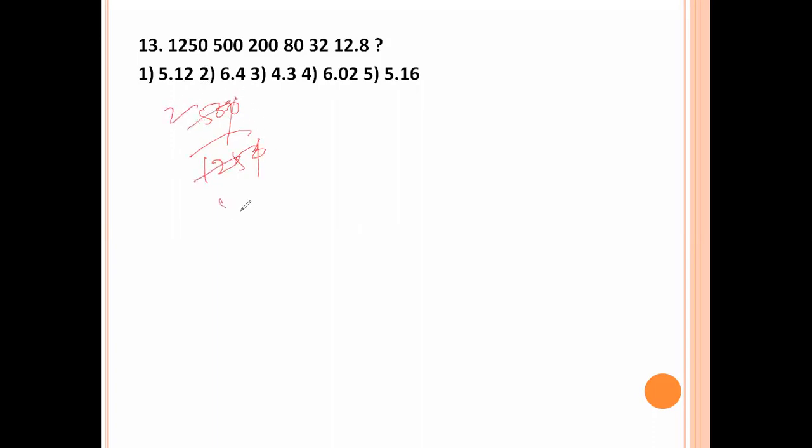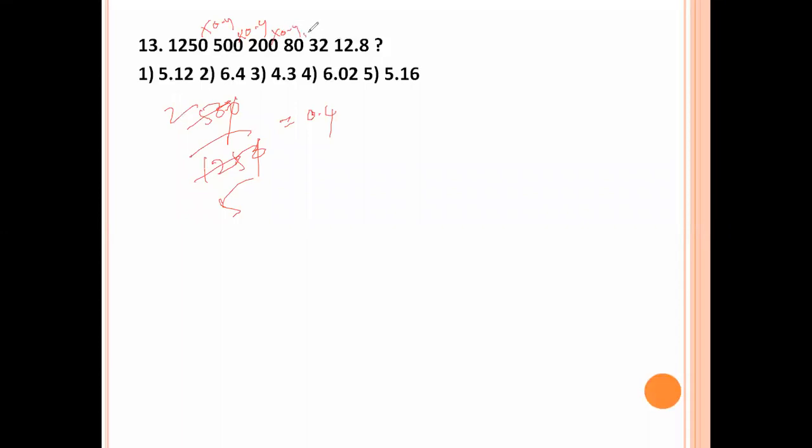5 twos are 10, 5 fives are 25. 2 by 5 is 0.4. 5 fours are 20. 0.4 into 0.4. Here also multiply with 0.4. We get this one. Yes. 5 fours are 20. We get the same thing.